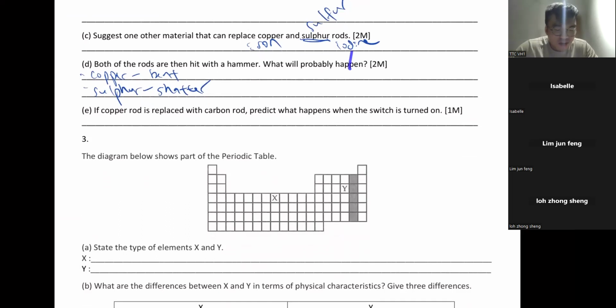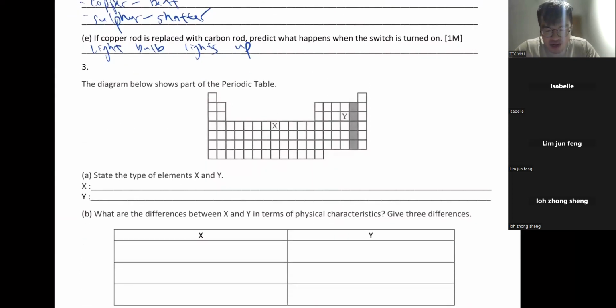Okay, E. If copper rod is replaced with carbon, predict what happens when the switch is turned on. Will the light bulb still light up? Yes. Okay, the light bulb lights up. Okay, the light bulb will light up because carbon is the only non-metal that can conduct electricity. Okay. Right?